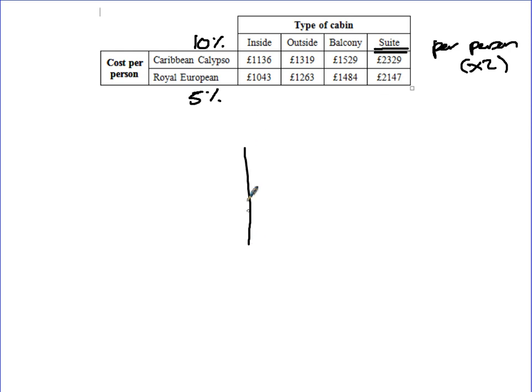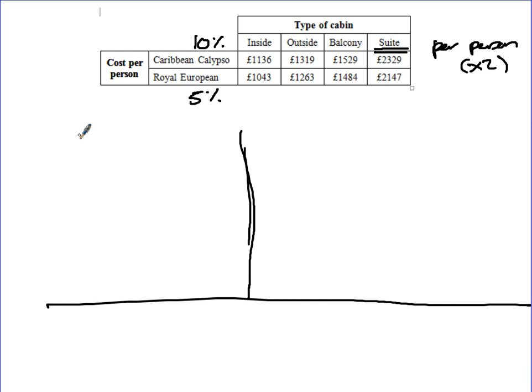Generally on these sort of questions, if you don't physically draw this out, then I try and set it up like that. So we've got CC, first of all, Caribbean Calypso. That's going to cost them the suite price, which is £2,329. I'm going to times that by 2, because there's 2 of them, which will then give us £4,658.